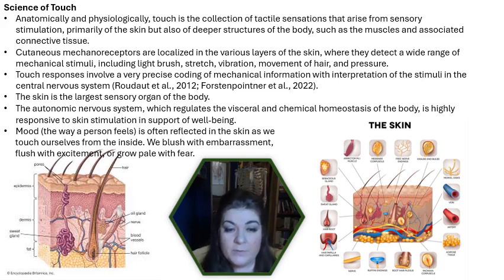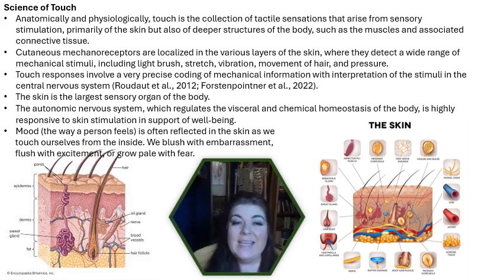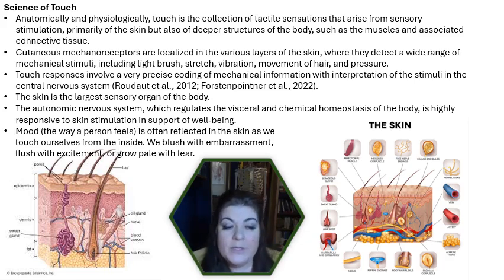Now, the autonomic nervous system, which regulates visceral and chemical homeostasis of the body, responds to the skin stimulation in support of well-being of the body. All right, mood, which I just talked about, is often reflected in the skin, not just in how we're touching someone and how they feel it, but in our skin itself. Okay, we blush when we're embarrassed. We might get pale as the blood drains from us when we feel fearful about something. All of these things are conveyed in the skin, and we feel things through the skin as well.